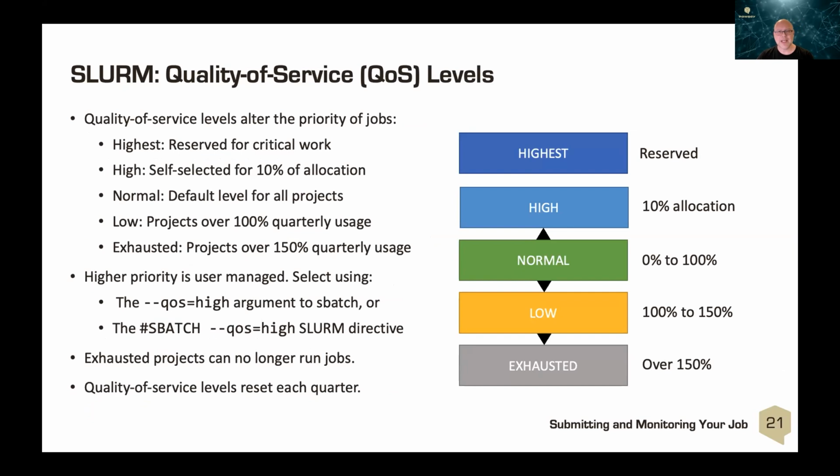Each job that you submit has a corresponding quality of service. Jobs with a higher quality of service will be scheduled more promptly than those with a lower one. By default, each job has the normal quality of service, but you can request a high QoS for up to 10% of your allocation. Once you've used all of your quarterly allocation, your jobs will be assigned a low quality of service. And once you've used 150% of your quarterly allocation, any submitted jobs will be assigned the exhausted quality of service and won't be scheduled until the next quarter.